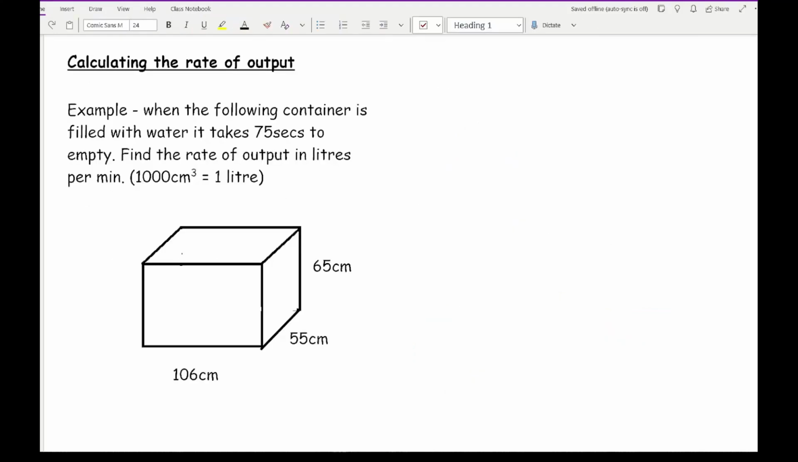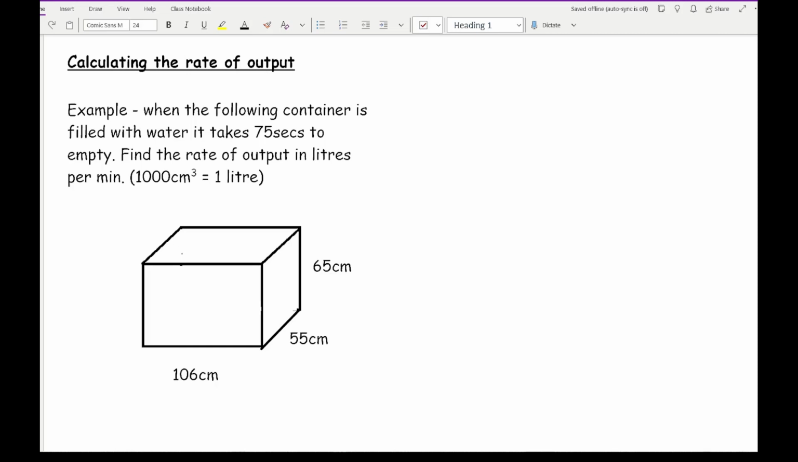Now, when trying to find past exam questions that related to finding the rate of output, I really did struggle to find such questions. A lot of questions that I found tend to be reverse questions, which gave you the rate of output, and you then had to work out the time needed. So again, what I've done here is just made up a question which allows us to practice reading the question carefully, what things to look out for, but also to find that rate of output.